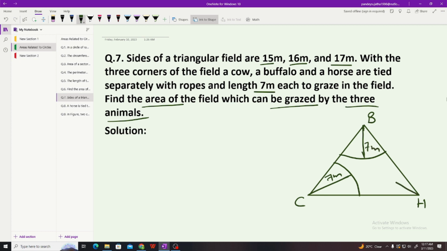So all three animals are tied with a rope of length 7 meter. So we need to find how much area is grazed by all the three animals. So here can you see? This area is the area of a sector. We need to find the area of these three sectors. So this much area is grazed by all the three animals. And you all know the formula for area of sector.